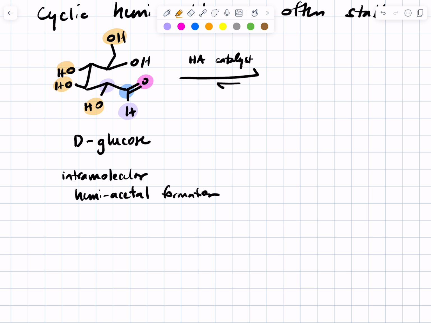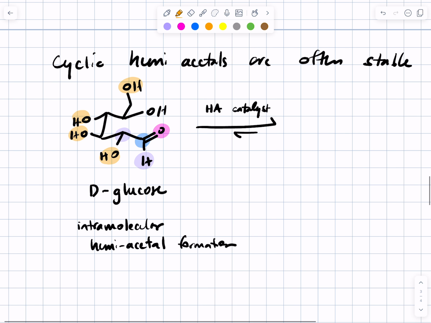Now, we know some things about rings from 351, right? That ring strain makes 3- and 4-membered rings somewhat less stable than 5- and 6-membered rings. And that 6-membered rings are great because you can adopt a chair structure where there isn't any angle strain, and there's also not a lot of torsional strain. So if you can form a 6-membered ring for a hemiacetal, that's probably the more stable one. So all we're going to do is start counting from OH groups to the carbonyl carbon, to see what size ring we could form.